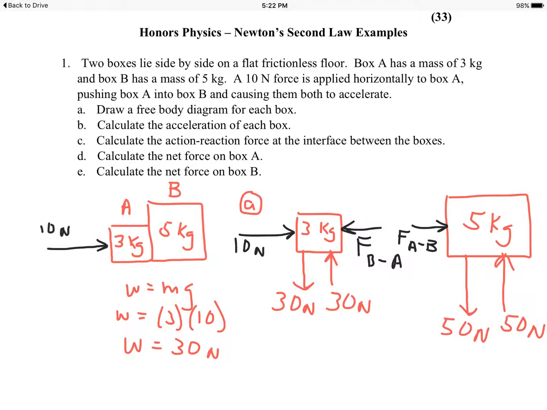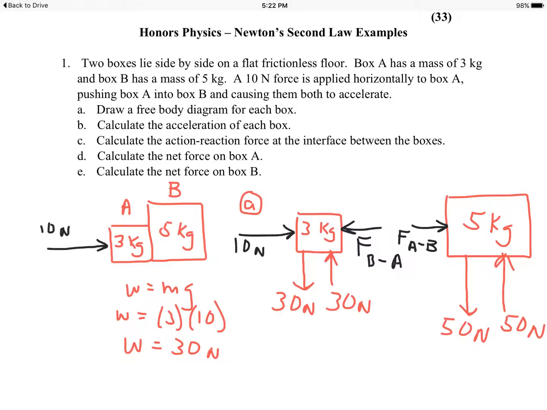That middle pair there, where I have F B dash A and F A dash B, is a good example of Newton's third law. For every action, there's an equal and opposite reaction. Box A pushes on box B, and box B pushes back on box A. Whatever that number is, 6 newtons, 8 newtons, it's the same for both boxes, but opposite direction. And one of our jobs will be to figure out what that force is. So there we go. We have the free body diagrams.